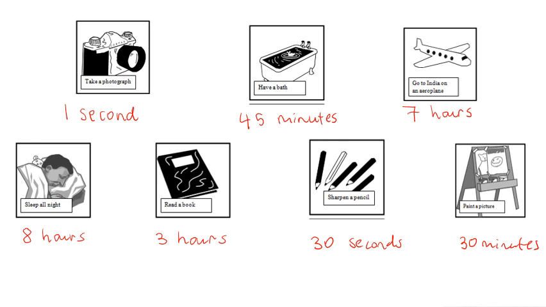So we can see that the shortest is take a photograph, then sharpen the pencil, next paint the picture. I'm just working first through from seconds to minutes to hours, and that's all we go up to here. And then we've got the bath, the book, the plane, and then the all-night sleep.